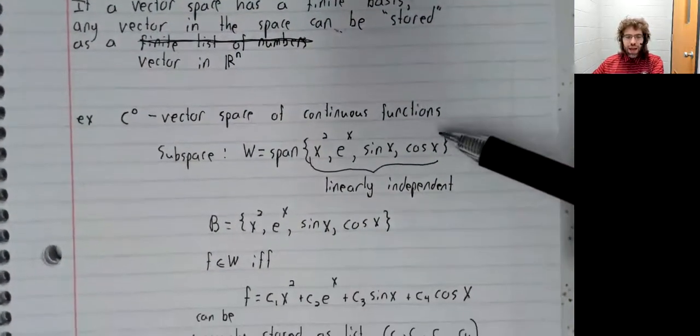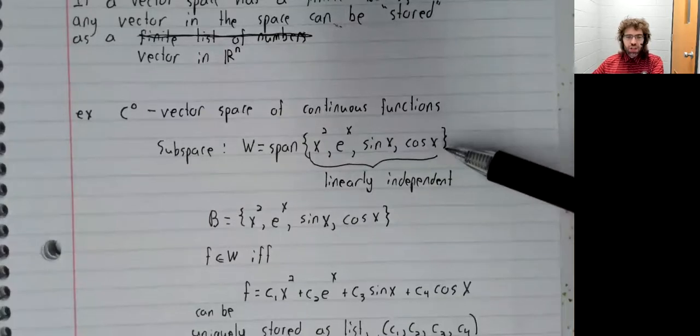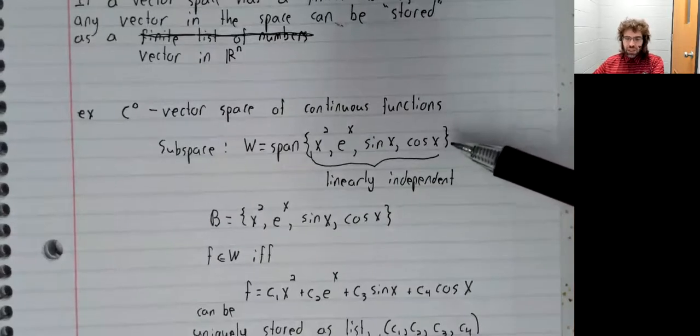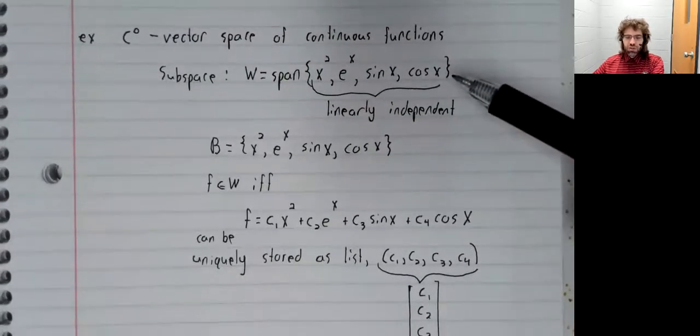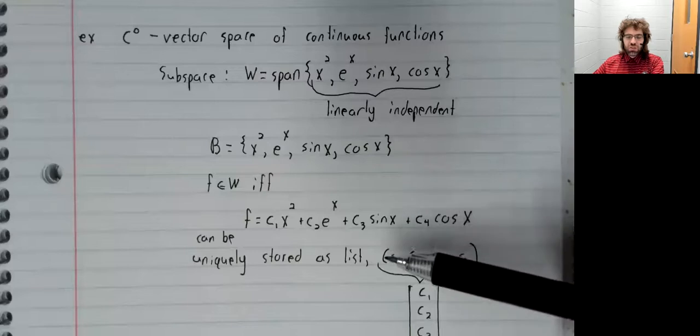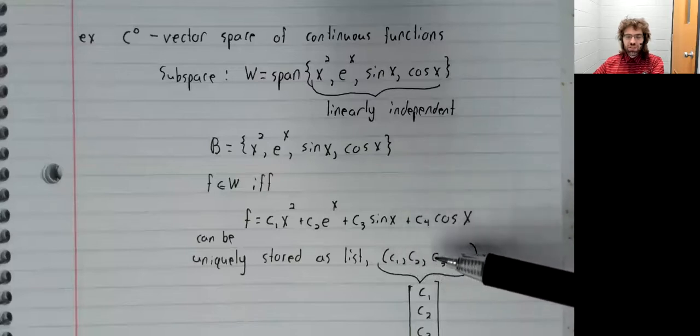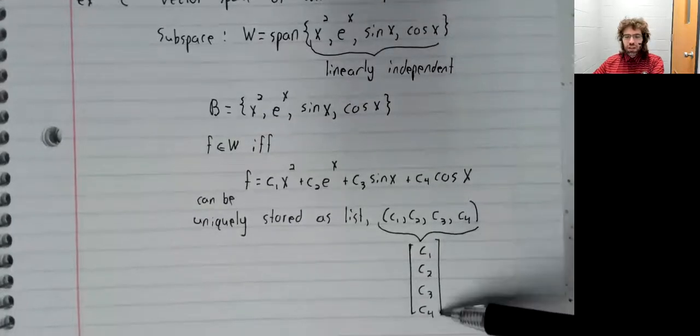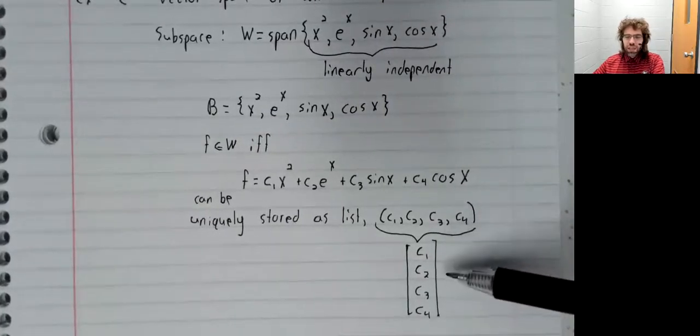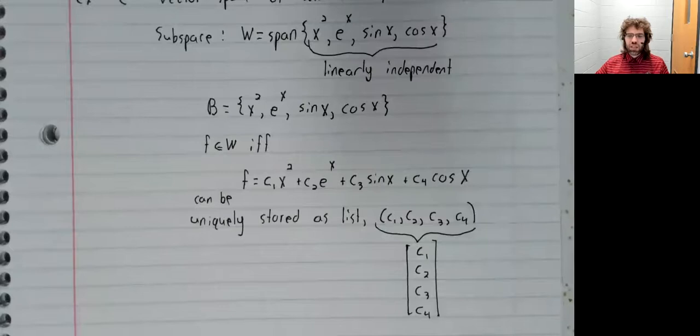Thus, although at first blush, this vector space might seem much more complicated than R4, it isn't really, because the vectors in this space can be stored as lists of four numbers, which you can then think of as being vectors in R4.